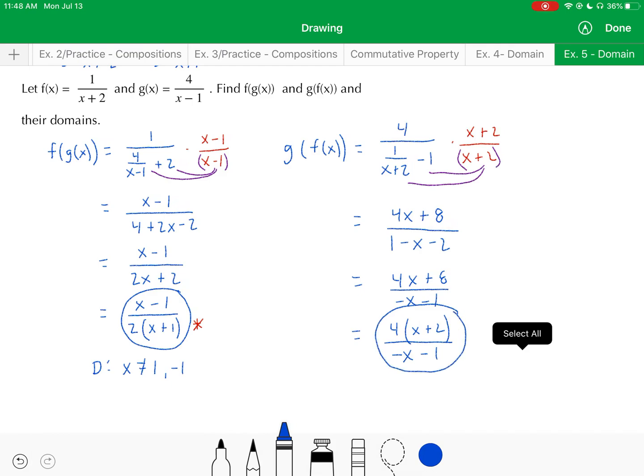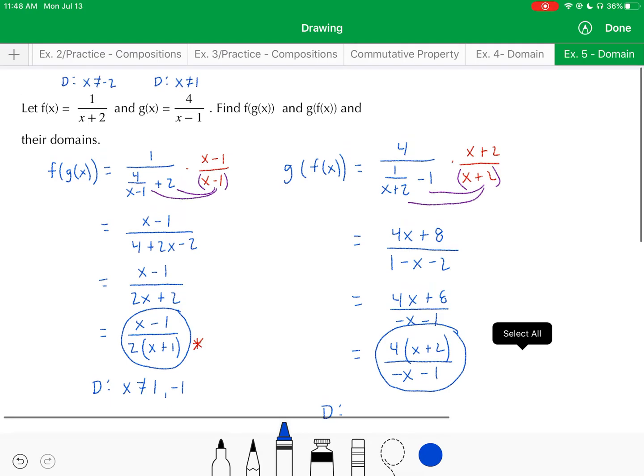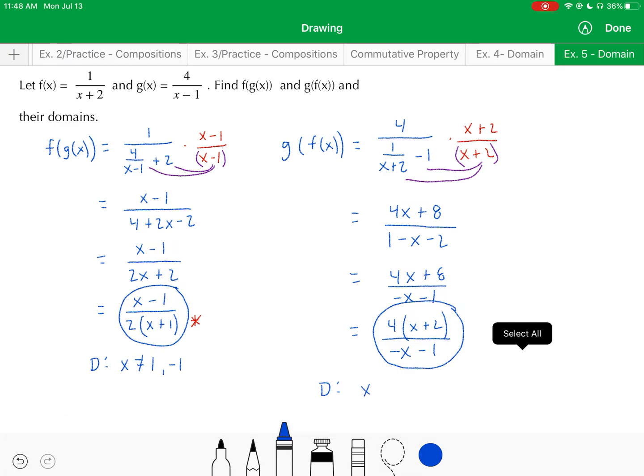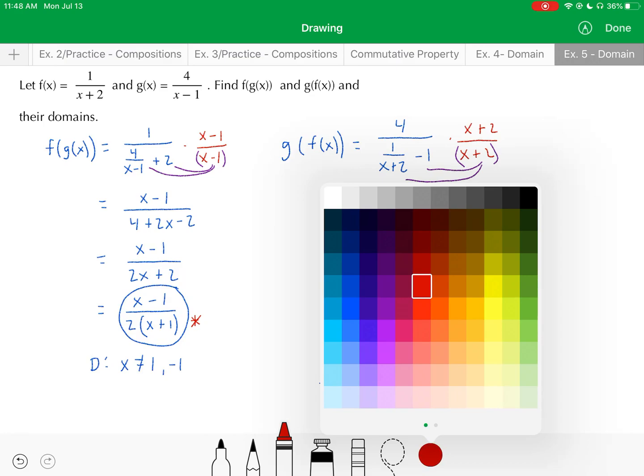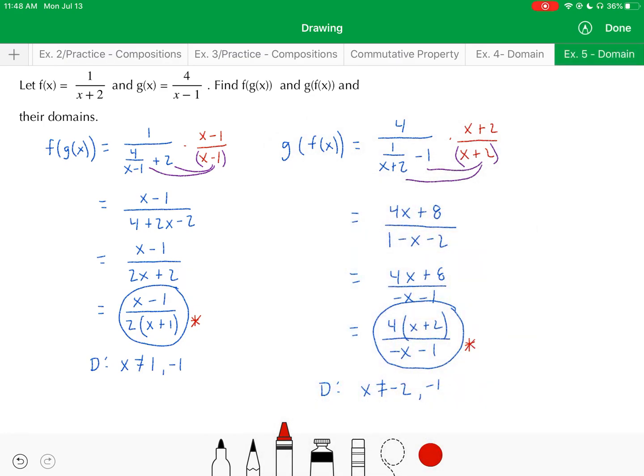And there we go. The domain for this one is going to have to include the domain for the inner function f. So that means x can't equal negative 2. But x can also not equal negative 1, because negative 1 would zero out the denominator right here in this result. So again, comparing the two domains, notice they're not the same for each one of these compositions.